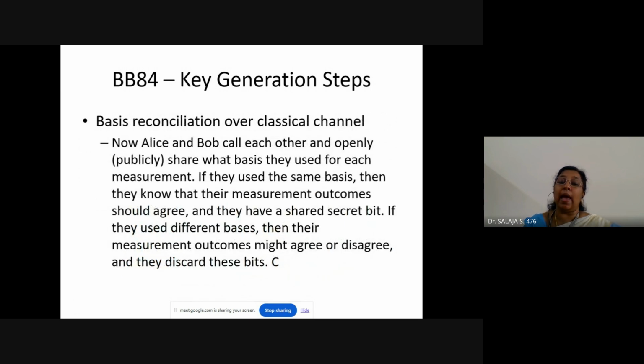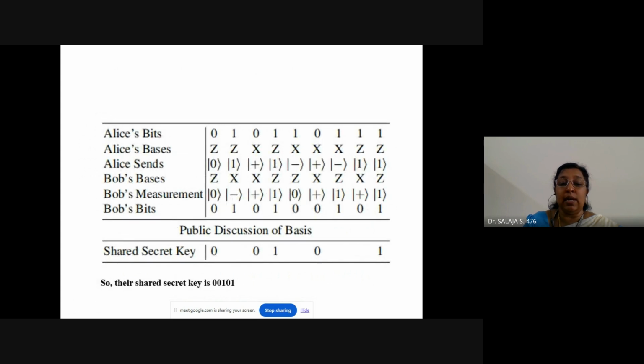Now, the sender and receiver, Alice and Bob, have to handshake by sharing certain secret bits. So how does it really happen? We share a shared secret key between Alice and Bob.